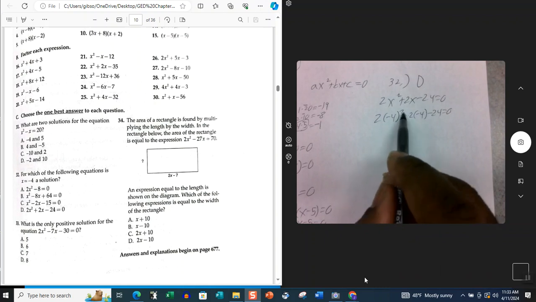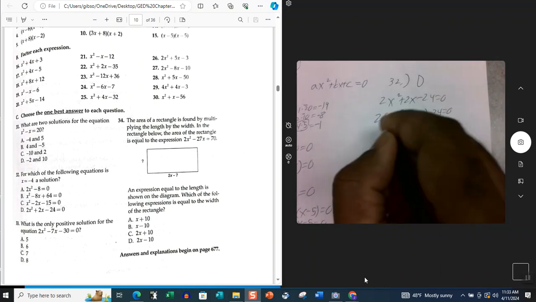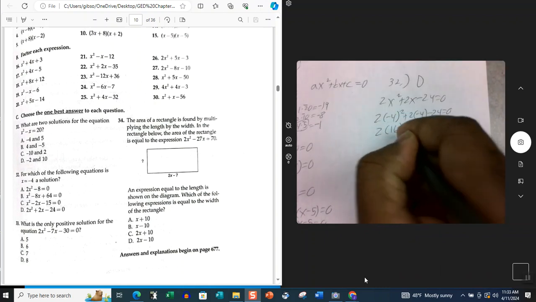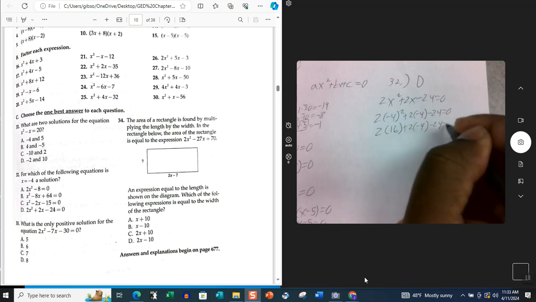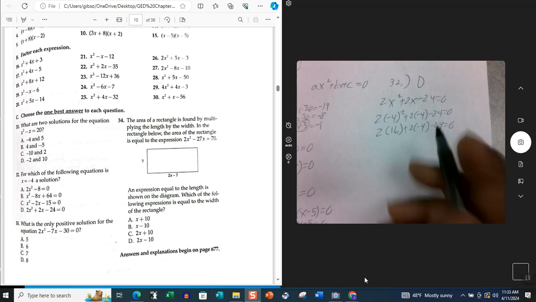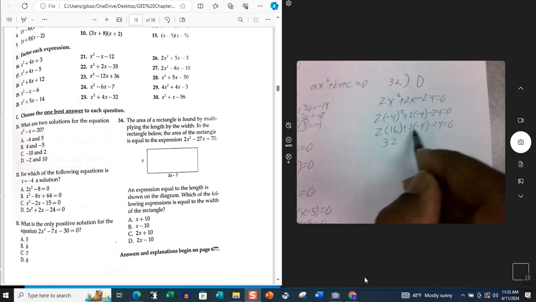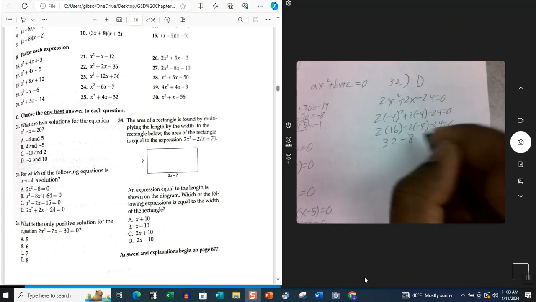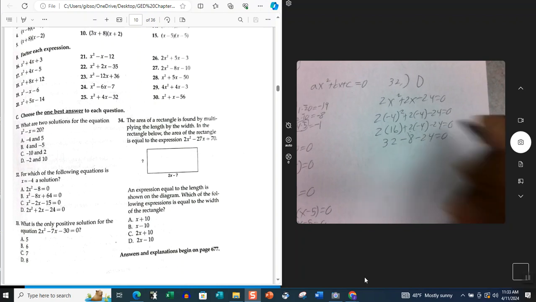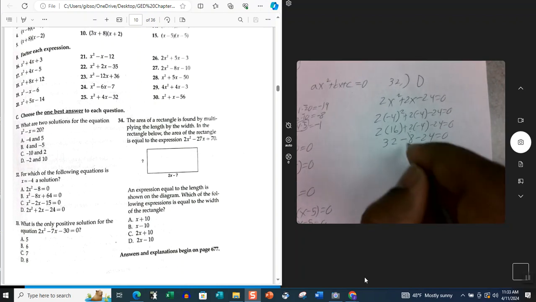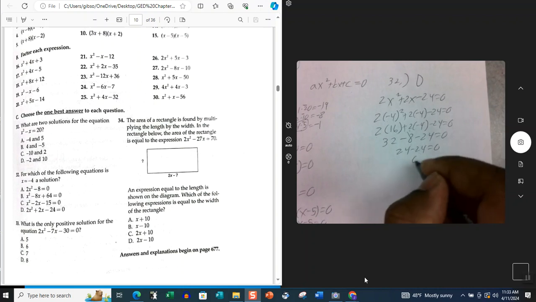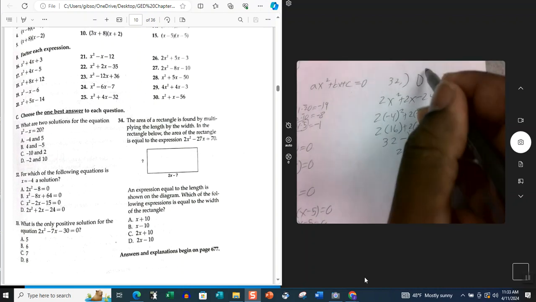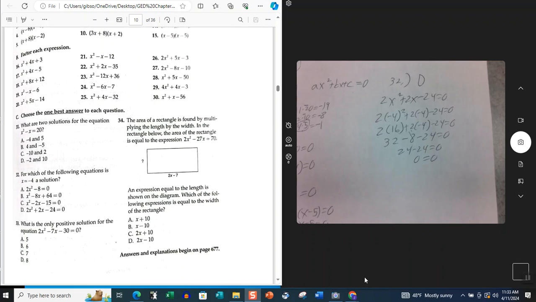Negative 4 to the second power is positive 16. So that'll be 2 times 16 plus 2 times negative 4 minus 24 equals 0. 2 times 16 is 32. 2 times negative 4 is minus 8. 32 minus 8 is 24. And 24 minus 24 is 0. So it actually works. So that's why D is your answer.